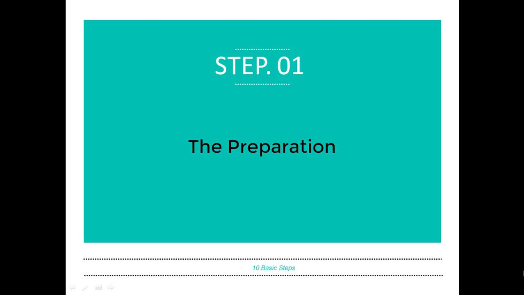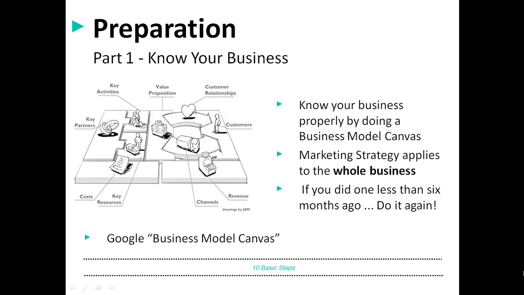So let's kick off straight away with step number 1, and that's the preparation. Now, there are two parts to this, and the first part is that you need to know your business. And you need to know your business properly by doing a business model canvas. Remember, a marketing strategy applies to the whole business and not just to the sales and marketing department.